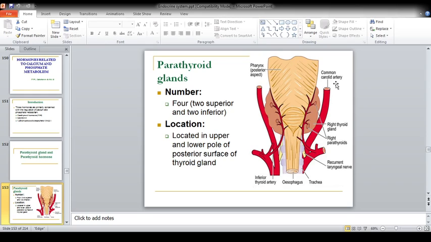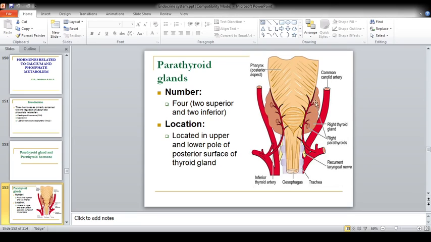These are small glands, four in number, two on each side: two superior glands and two inferior glands, one on the right and one on the left. They are known as parathyroid because they are located in close vicinity to the thyroid gland, just next to it, embedded within the thyroid gland. They are located in the upper and the lower pole of the posterior surface of the thyroid gland.